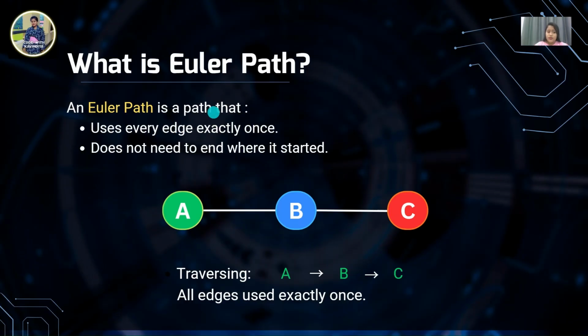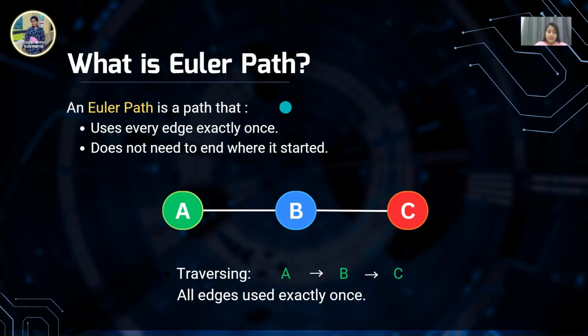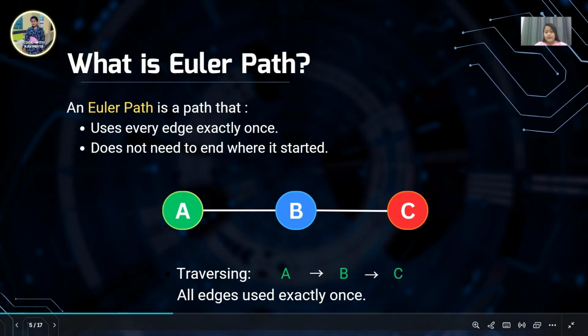This is one of the most important concepts. An Euler path is a path that uses every edge exactly once. Notice that we are talking about edges, not vertices. In this example, we start at A, move to B, then move to C. The edge between A and B is used once. The edge between B and C is also used once. No edge is repeated. Therefore, this is an Euler path. The path does not need to return to the starting point.